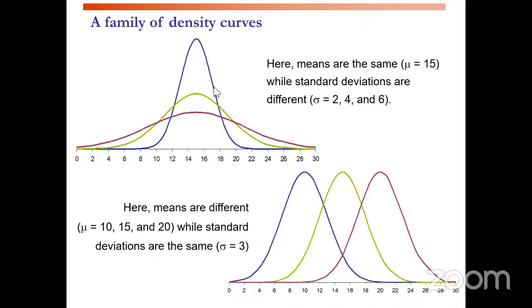The blue one is 2, green is 4, and red is 6. Blue curve is 2. Yeah, good, exactly. The blue one is 2, and then 4, and then 6. So you could see that it is showing the spreadness of the data, right? So if the spreadness of the data is high, definitely sigma is high, right? That's what the meaning is.